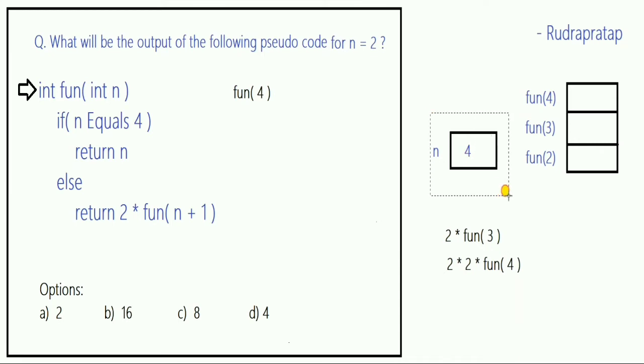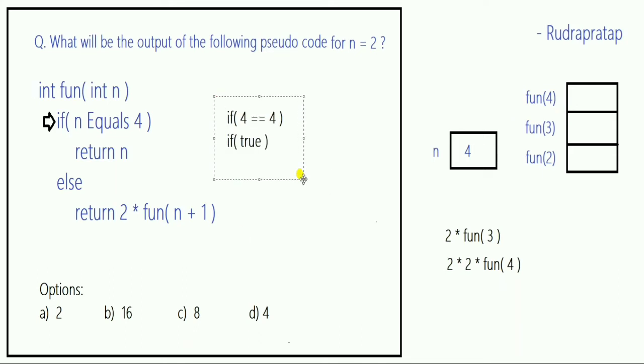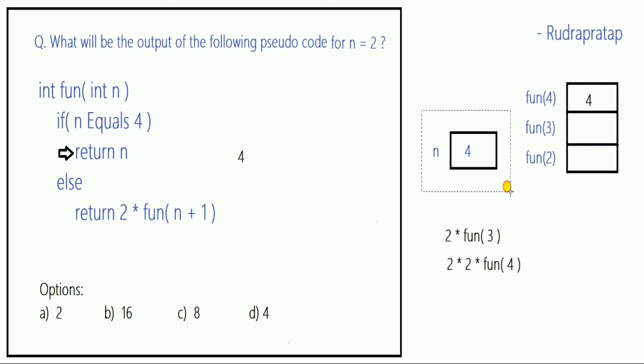Now the value of n is 4. The function fun is again called, but now the value of n is 4. So if 4 equal 4, which is true, this will return n. Now we have n, which is 4. This is returned by the function fun of 4. So here I have the representation.